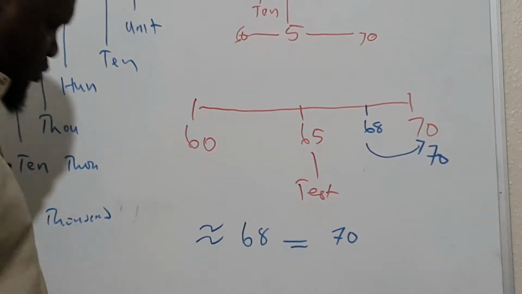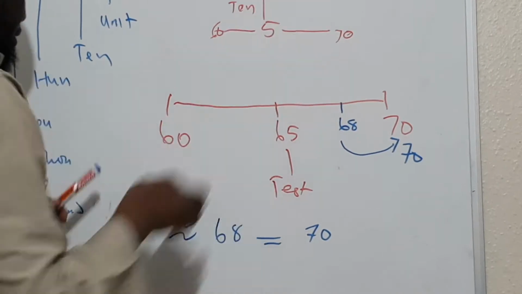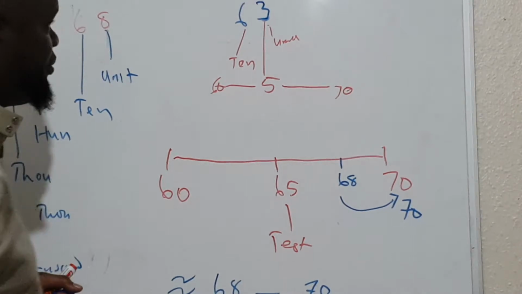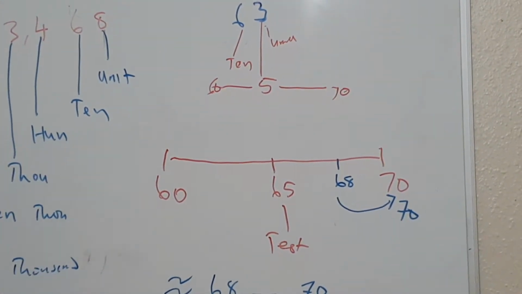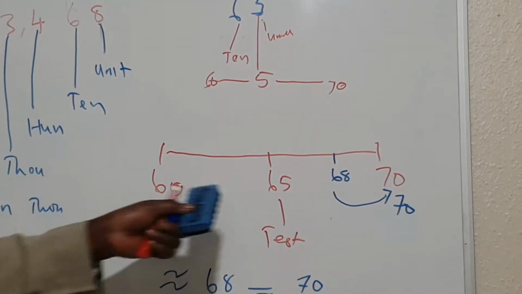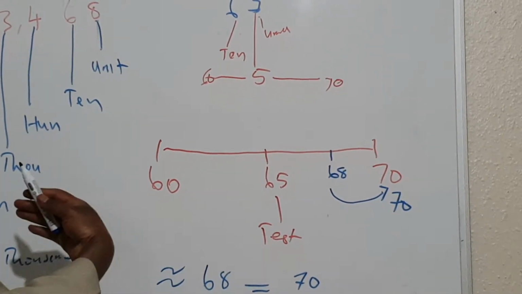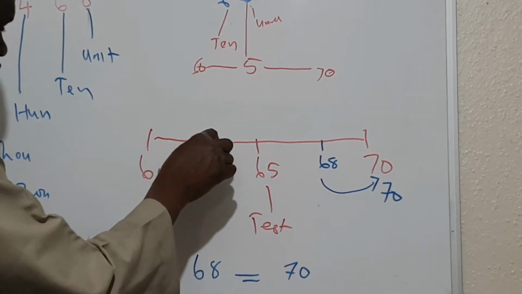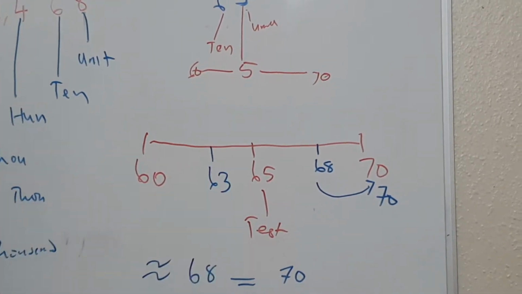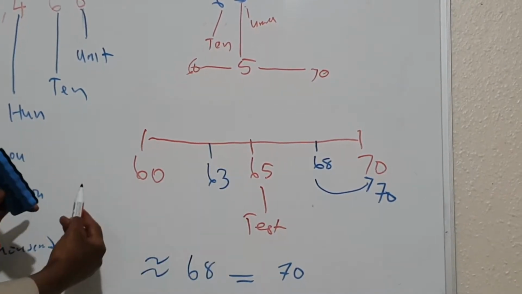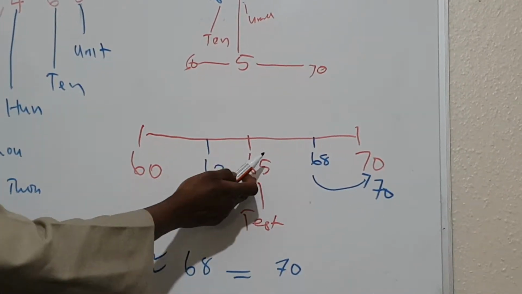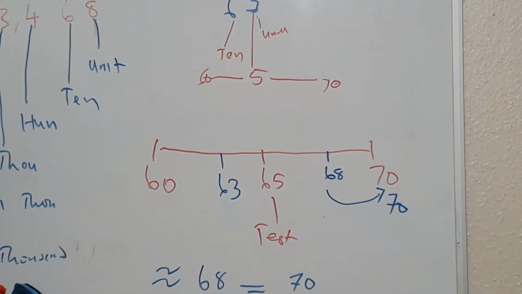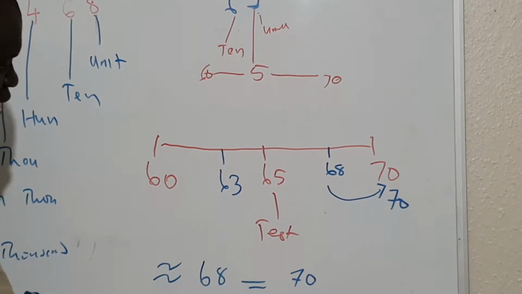If at all this number was not 68, let's say it was 63. Rounding this to the nearest 10, we have to locate where 63 would be. Will it be before 65 or after 65? If it is 63, obviously it is less than half, so 63 will be here. Therefore, it is rounding to 60, because it is less than our test. So 63 rounded to the nearest 10 will be equal to 60.